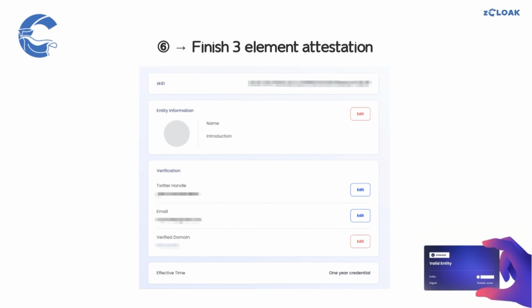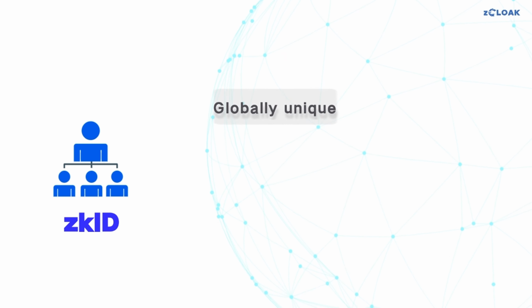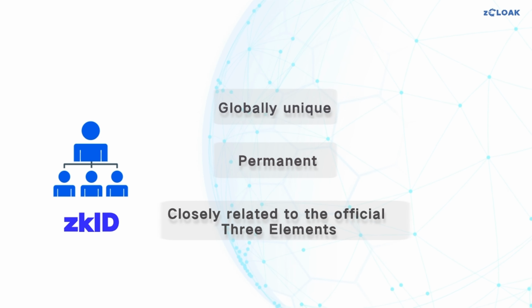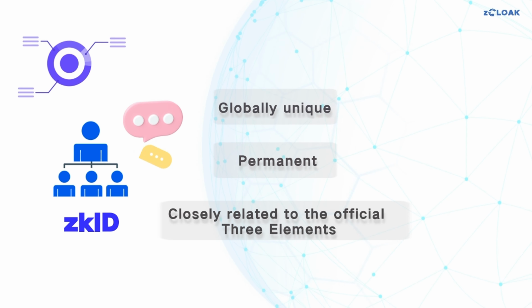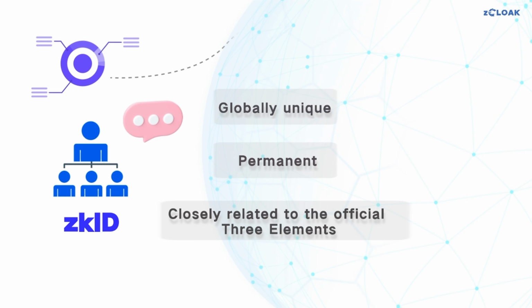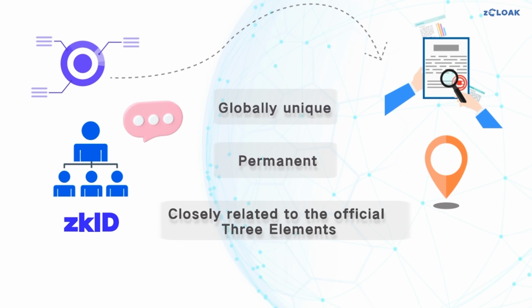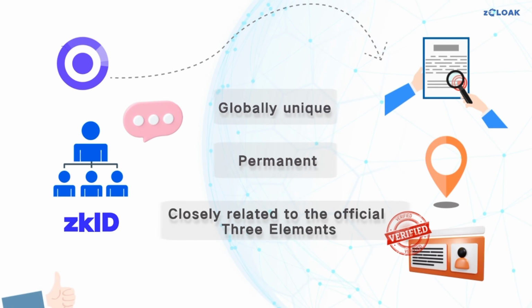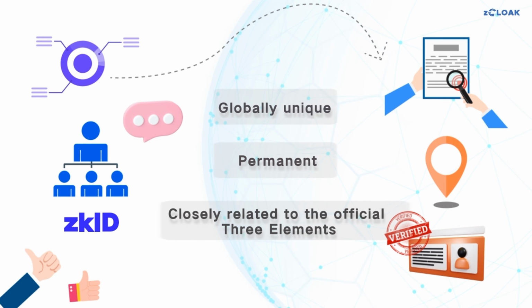Finish 3-element attestation. After the authentication, an organization's ZKID is not only globally unique and permanent, but also closely related to the official 3 elements, so as to represent the organization. More attestation elements will be added to the Valid ID platform to further enhance the credibility of institutions' identity verification, such as business registration information, company registration address, director information, and etc.